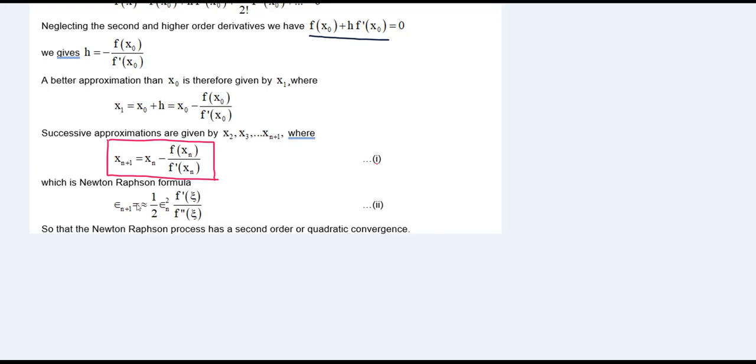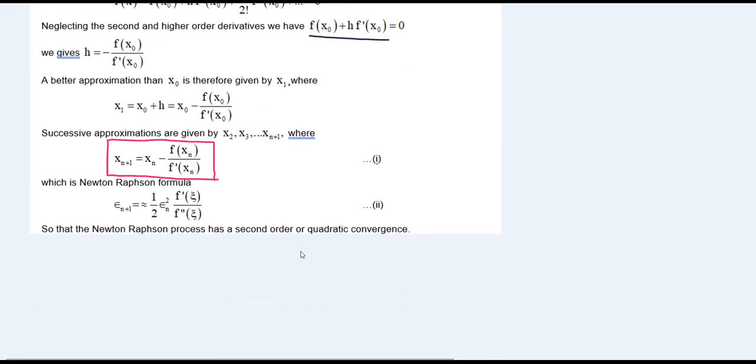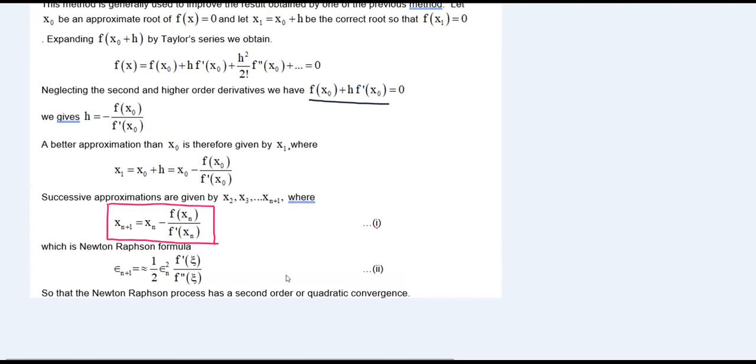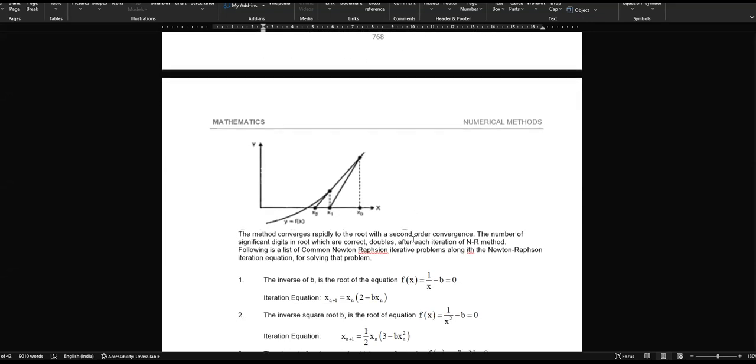So the order of convergence, the error term here, we're not going to get into how to find this error term. Error term basically means the second order error term. So Newton-Raphson method has second order or quadratic convergence. Now what this means is this. If I can have a figure.